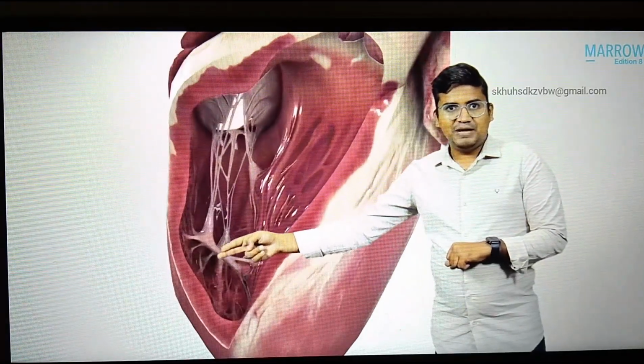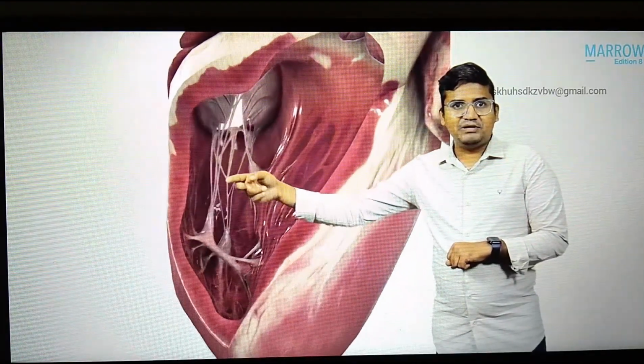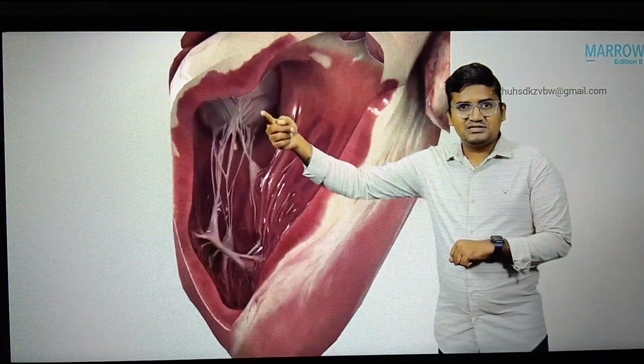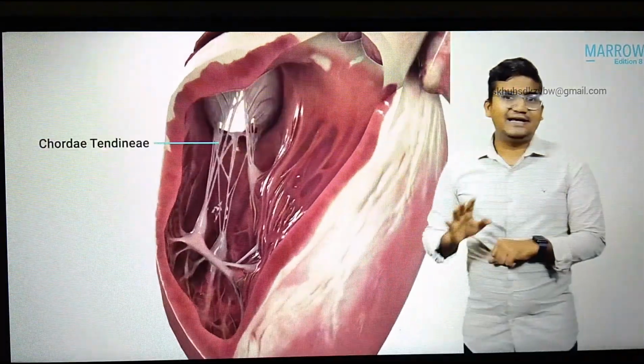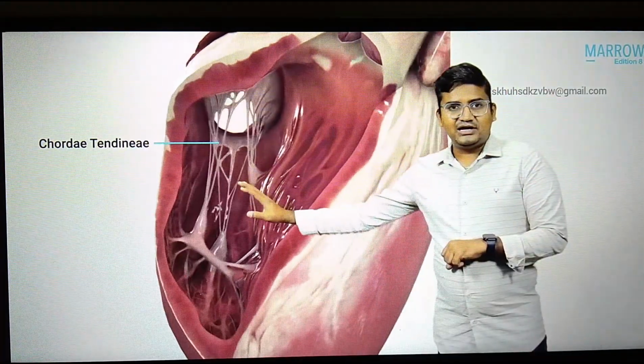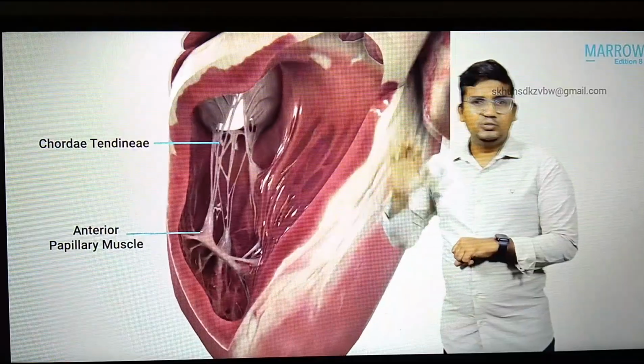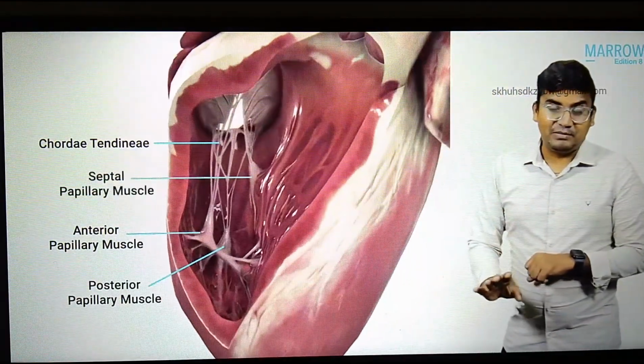Papillary muscles, the apex of the papillary muscles. Now, can you see the cord-like structure attaching to the apex of the papillary muscle? Those are nothing but our chordae tendineae. Now, this is the right ventricle interior. We are seeing 3 papillary muscles: anterior papillary muscle, posterior papillary muscle, and septal papillary muscle.